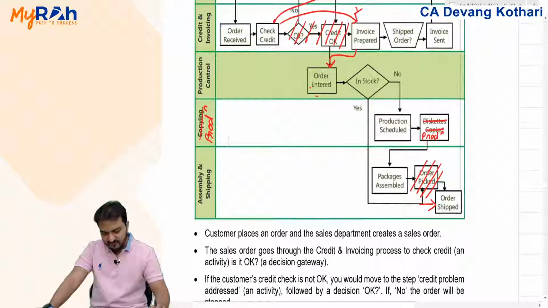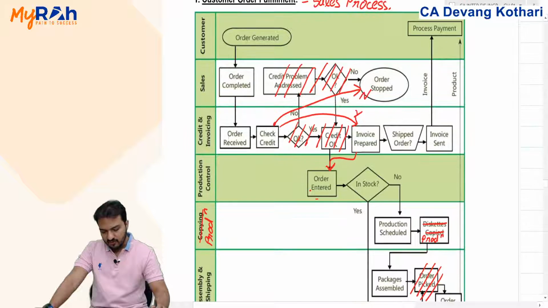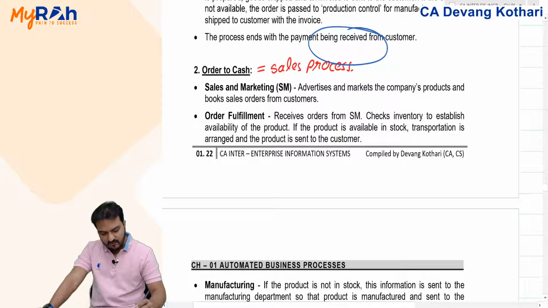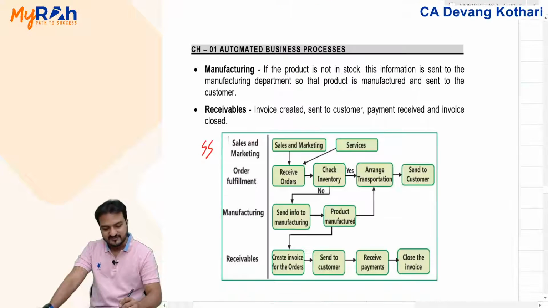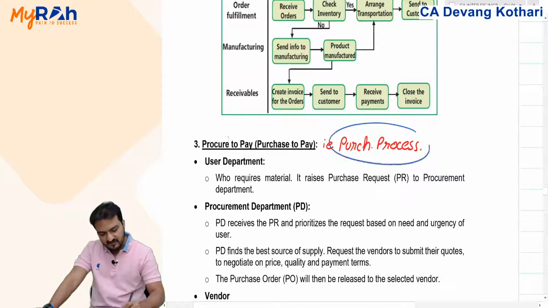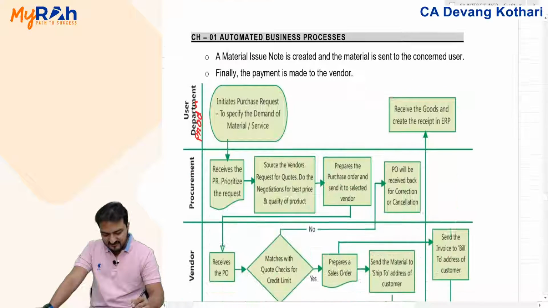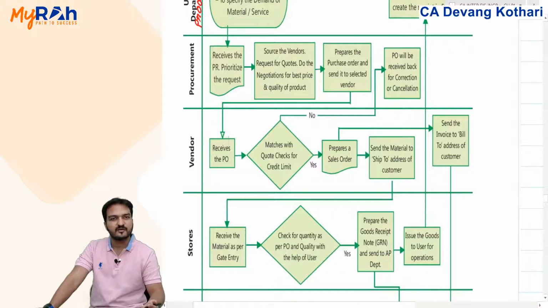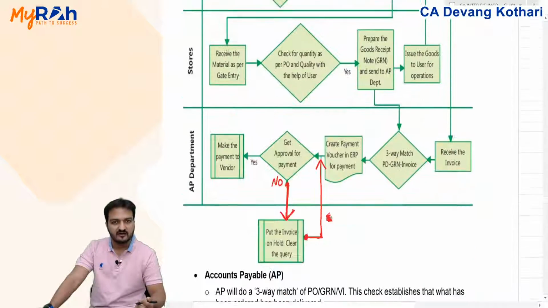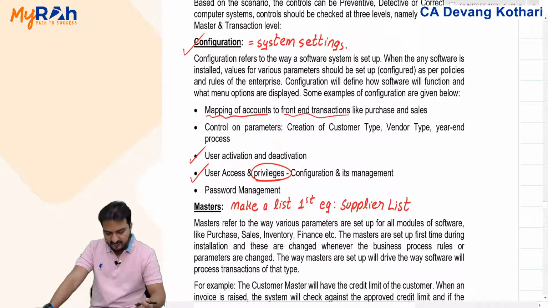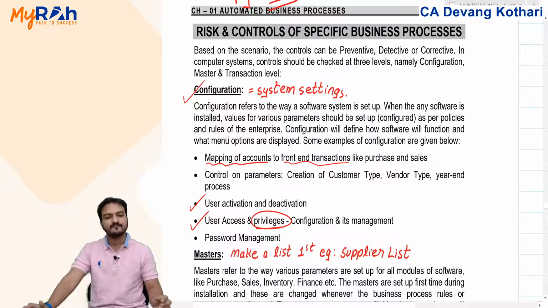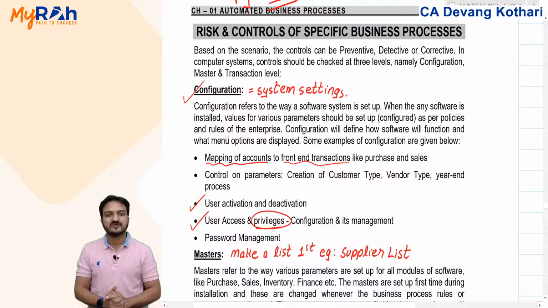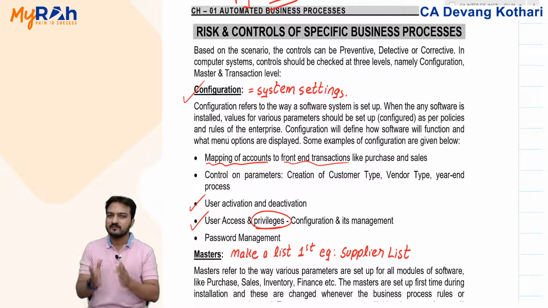3 diagrams you had. One was customer order fulfillment, which is a type of sales process. Another one was also a type of sales process. And the third one was a diagram for the purchase process, a detailed diagram, more detailed than the purchase process diagram that I had given. Anyways, that was your data flow diagrams. Anyways, this completes my chapter number 1, which was regarding your automated business process.